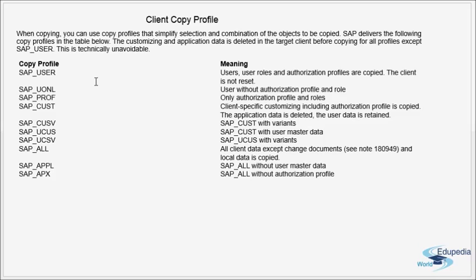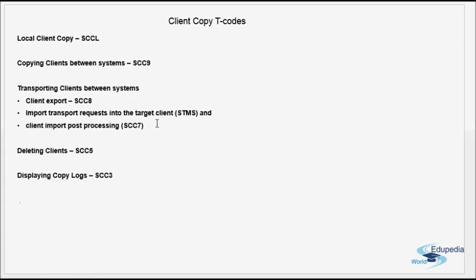So first, we have to select a profile. What data you want to copy, we will be given a choice. Three client copy T codes. If we want to do a local client copy, the transaction code is SCCL. Local client copy means you have created a new client, or you have some client in the system, and you're copying data from a client in the same system.